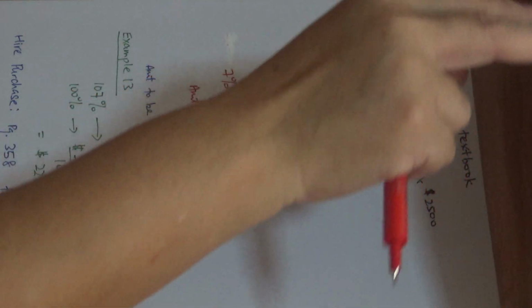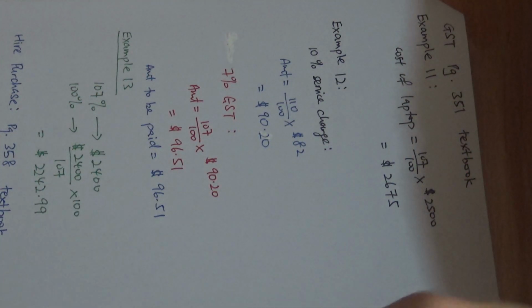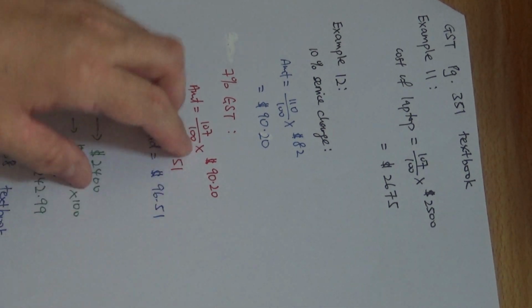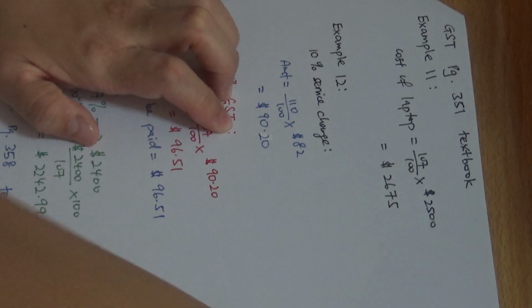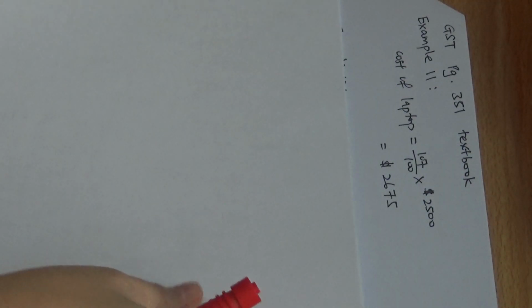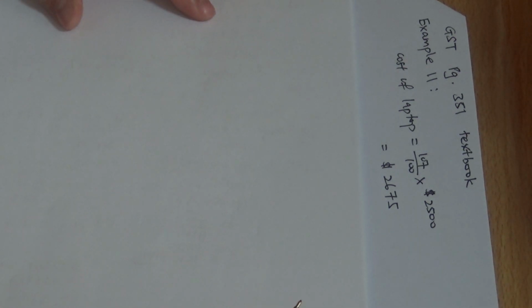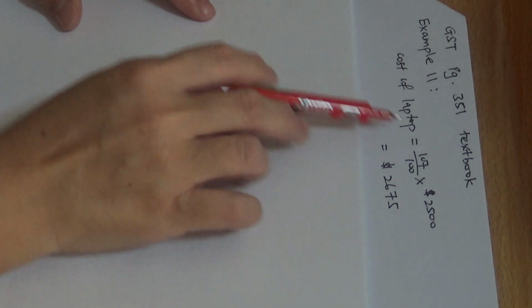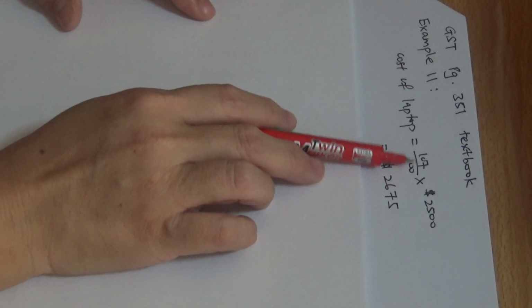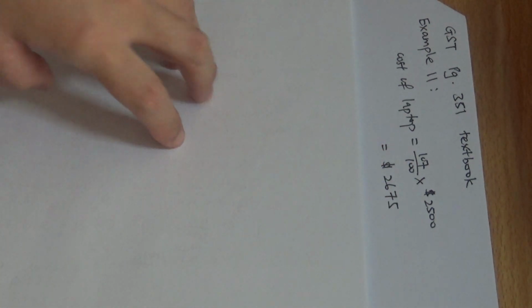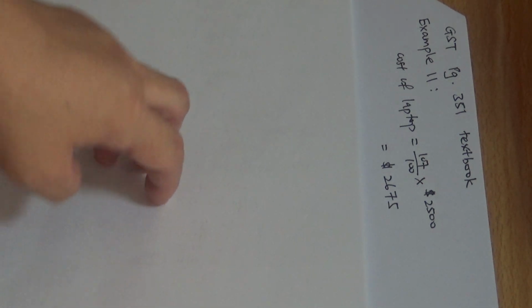Now I'm moving on to the next page, page 352, and I'm going straight into example 11. Example 11 says that a laptop costs 2500. Find the cost of the laptop with 7% GST. Now if it's 7% GST, I'm finding 107%. So I multiply, and I will get the answer 2675.